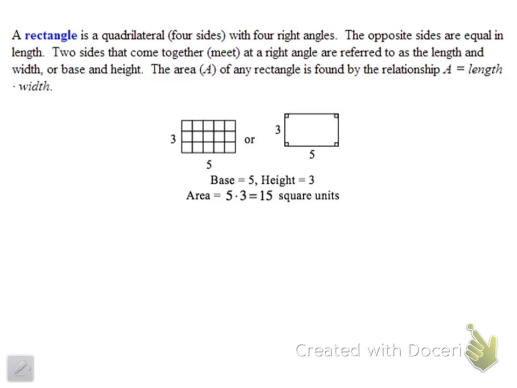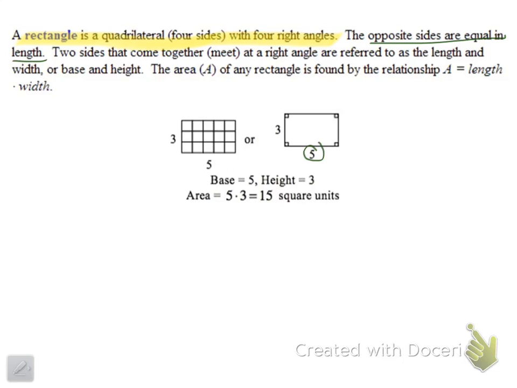Now, we can understand perimeter and area with rectangles pretty easily. So first, let's go over what a rectangle is. So a rectangle is a quadrilateral that has 4 sides with 4 right angles. This picture here, that is a rectangle. It has 4 sides, and you'll notice this little box here tells us that it's a 90-degree angle, which makes up a right angle. Okay. Also, you'll notice that the opposite sides are equal in length.